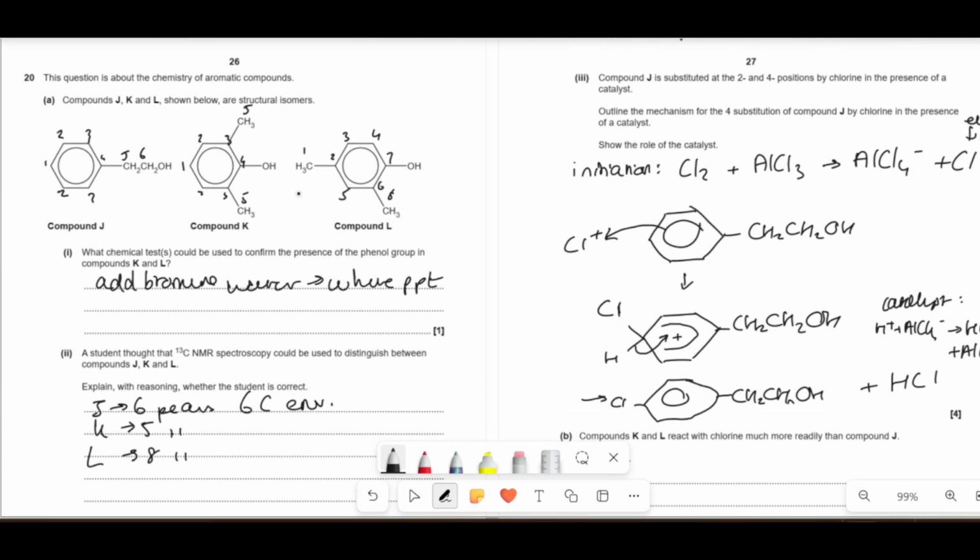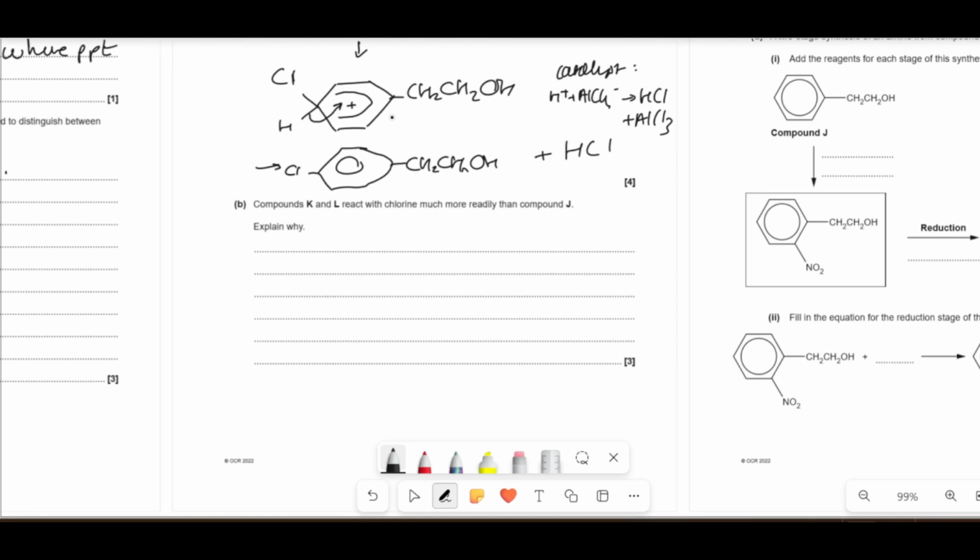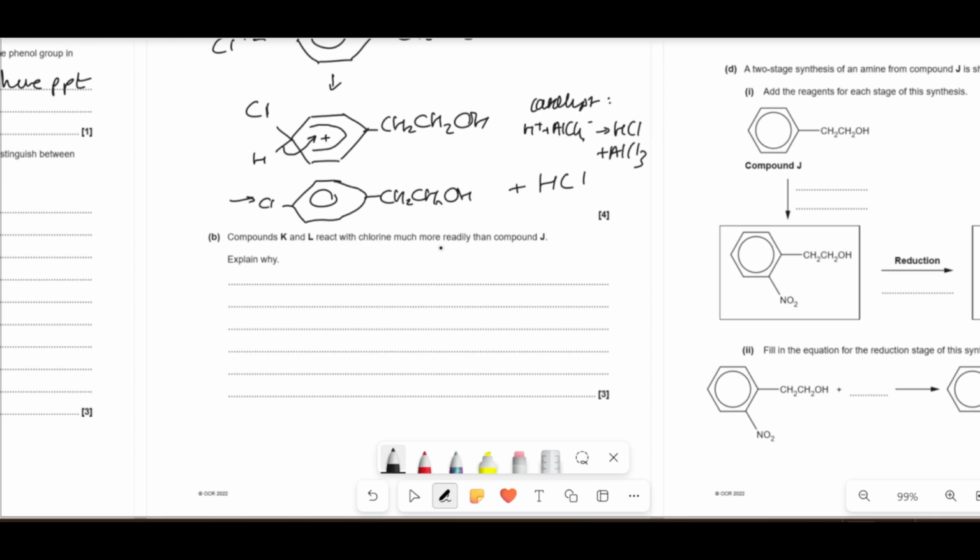So if you look at K and L are phenols, whereas J is not. So first step is we've got something to do with phenols. Now we need to think about what's happening when it's quote-unquote reacting with chlorine. When it's reacting with chlorine, the chlorine is accepting electrons from the benzene ring.